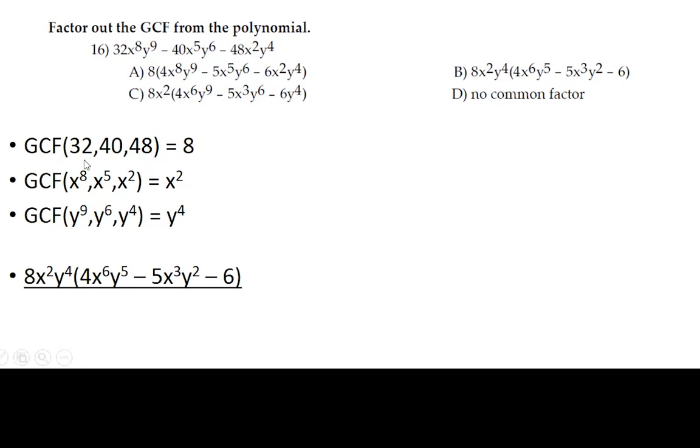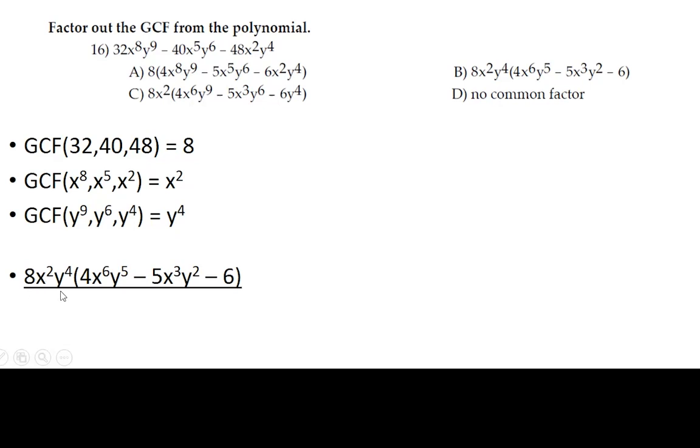Greatest common factor of 32, 40, and 48 would be 8. 8 times 4, 8 times 5, and 8 times 6. Greatest common factor of x to the 8th, x to the 5th, and x squared is x squared, just the lowest power. Greatest common factor of y to the 9th, y to the 6th, y to the 4th is y to the 4th, again, just the lowest power. Putting those three things together, the GCF of the polynomial is 8x squared y to the 4th.